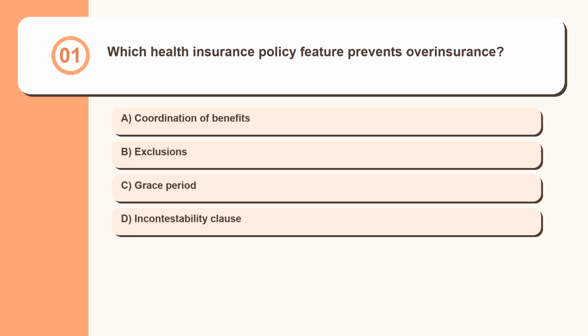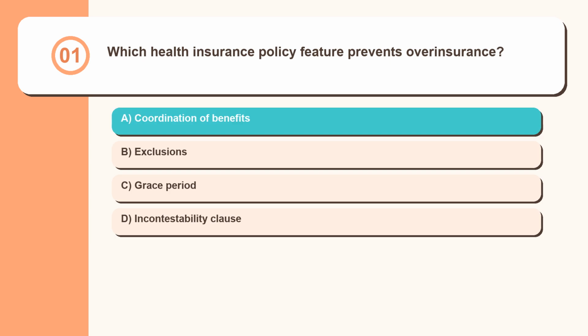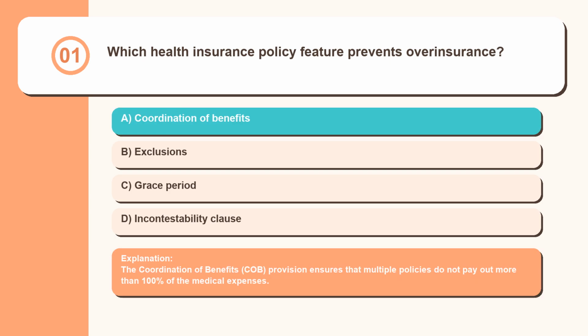Question 1. Which health insurance policy feature prevents overinsurance? Coordination of benefits, exclusions, grace period, incontestability clause. The coordination of benefits (COB) provision ensures that multiple policies do not pay out more than 100% of the medical expenses.